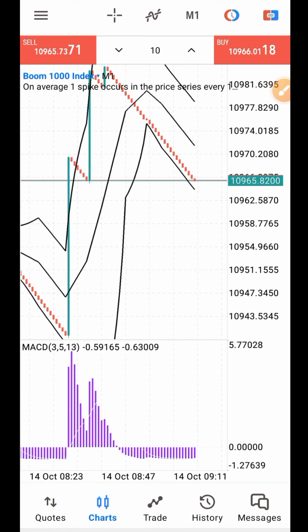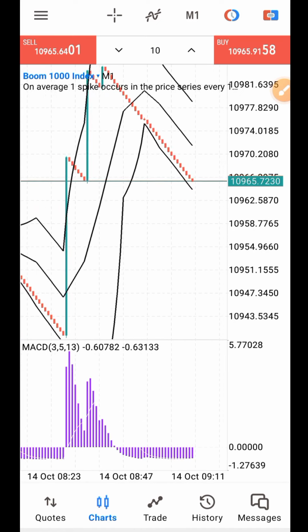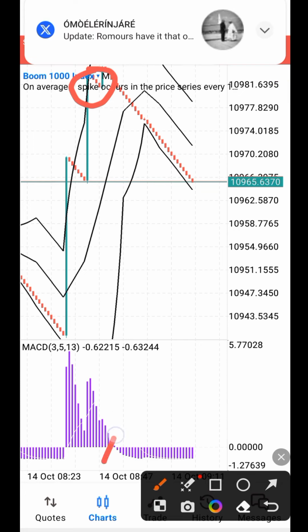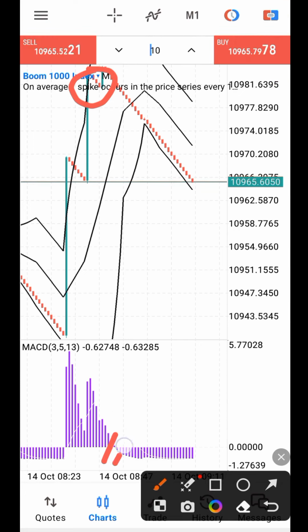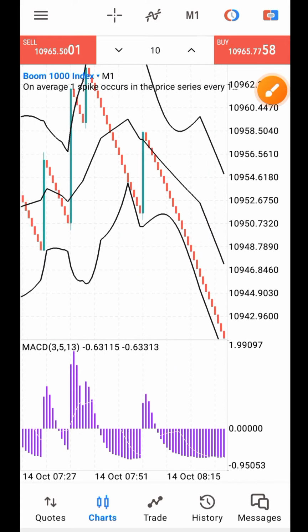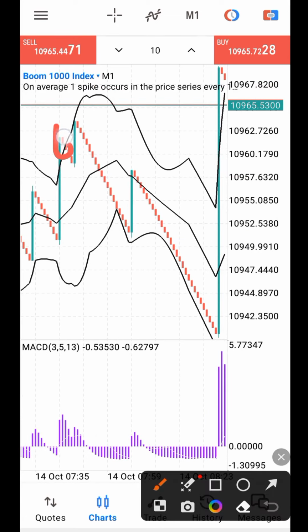So this is boom. You understand? We are using lower band on the crash, and we are going to be using upper band on boom. So this is the upper band. Once the market touches the upper band and we see the signal, we enter for sell. You understand? So we are using upper band on boom. Just like here, you patiently wait.